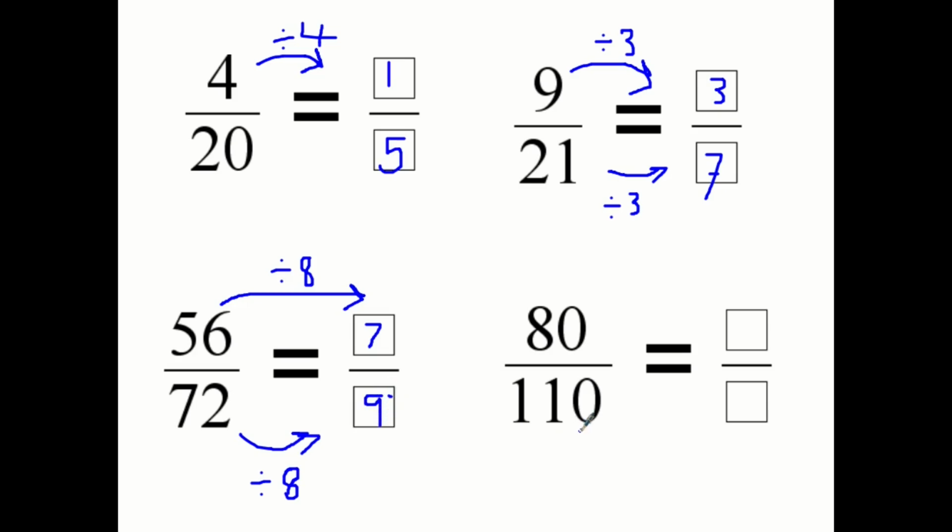7/9. Here, the highest common factor is 10. Again, you could say, well, I could divide by 2 and then divide by 2 again. But if you can identify the highest common factor first off, that will save you some time. So, highest common factor here is 10. Divide the top by 10, I get 8. Divide the bottom by 10, I get 11. 8/11.